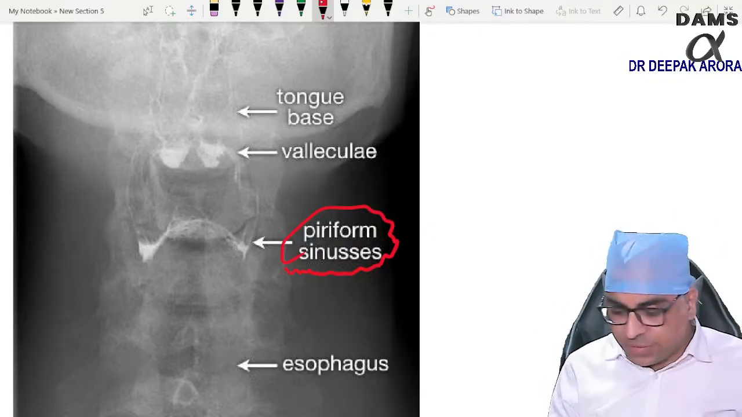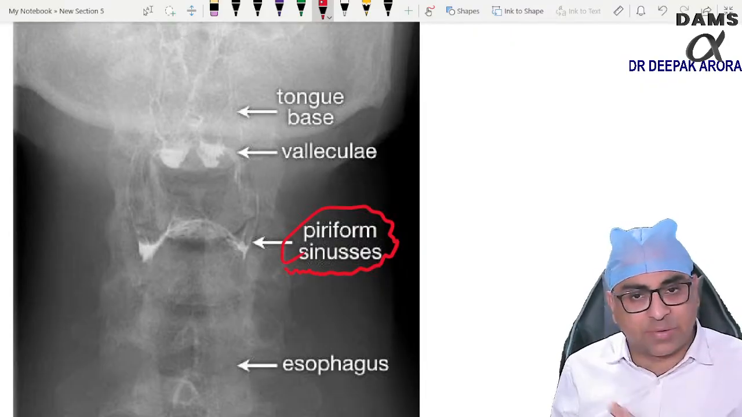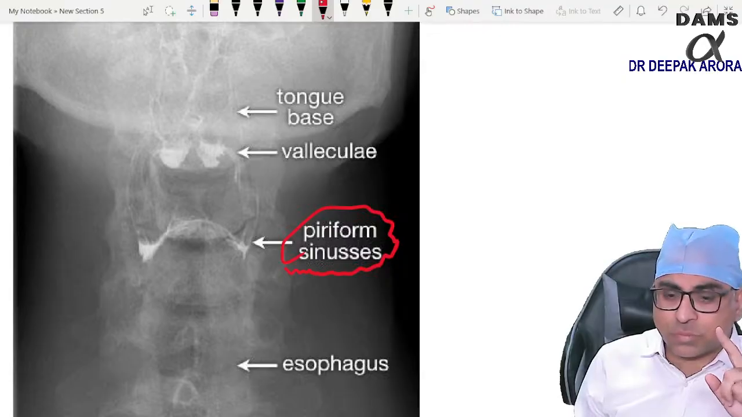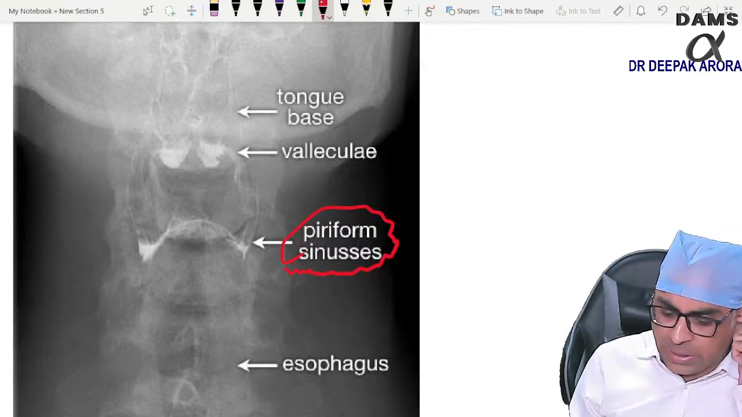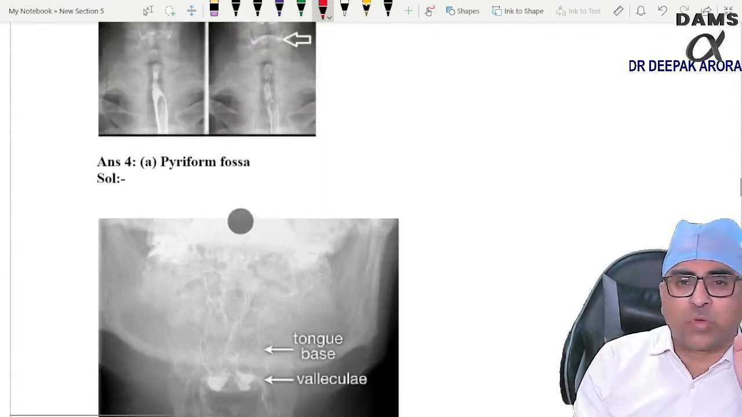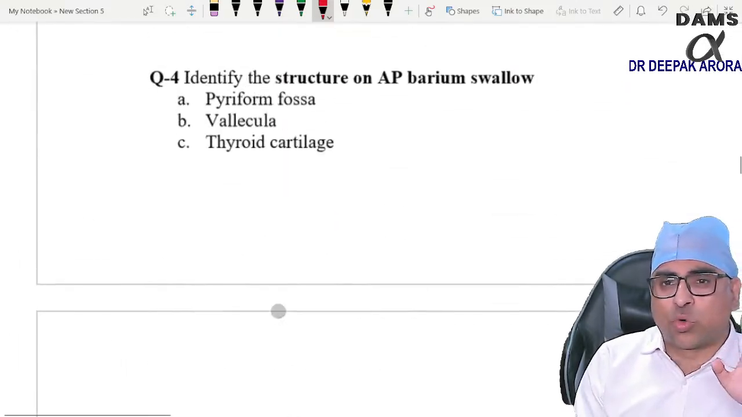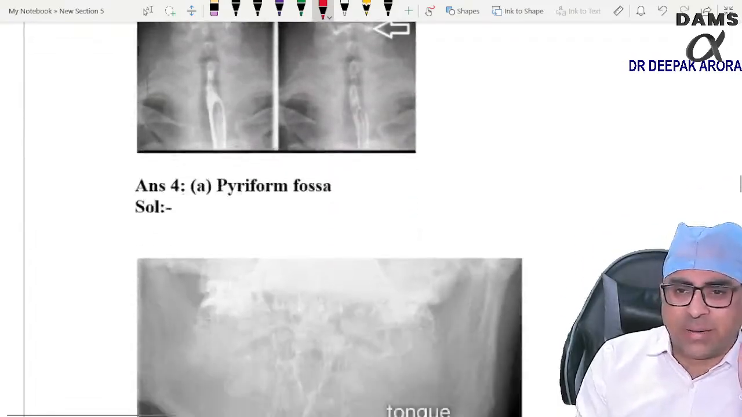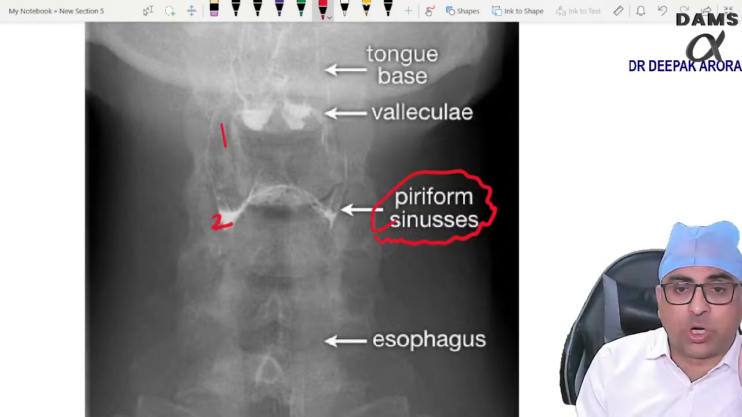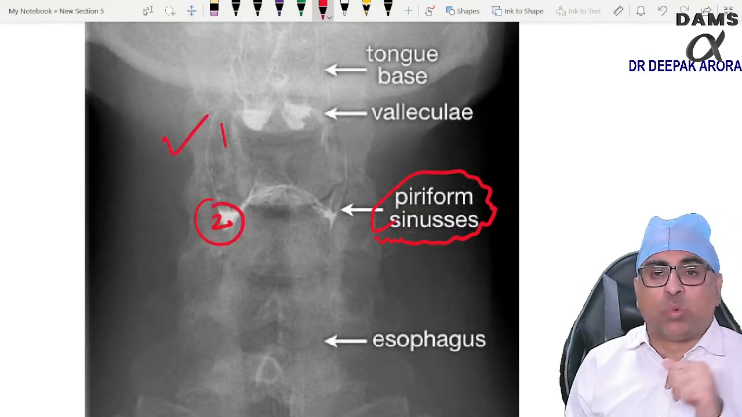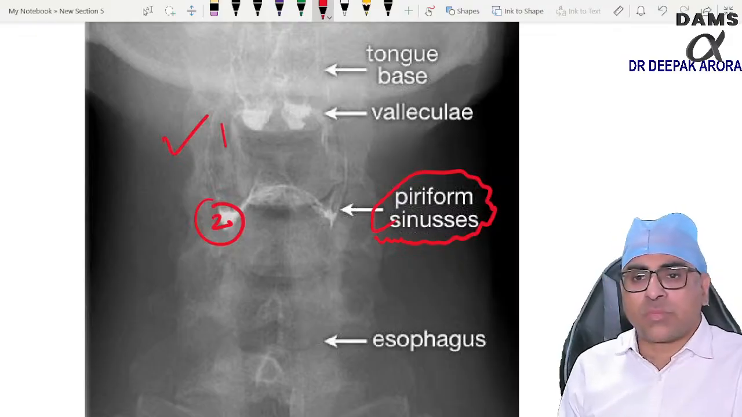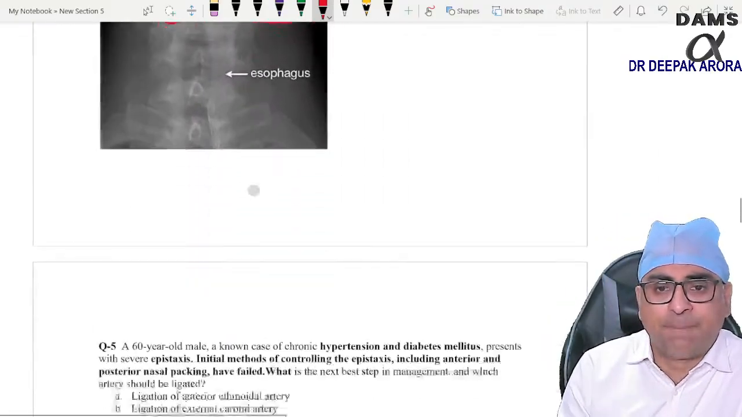But again, I will say, beta, don't calculate your marks. It is just a healthy discussion going on. Clear? So the answer should be, with more probability, MRM. Here the answer should be piriform fossa. I think there was no ambiguity, no query in this question. Everyone kindly confirm whether the arrow was at number 1 or number 2. If it was at number 1, it was vallecula. If it was at number 2, it should be piriform fossa. Clear?